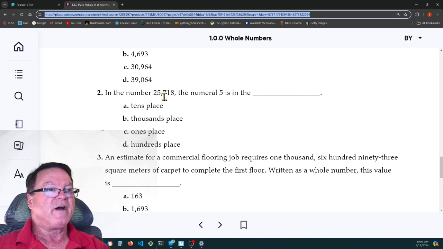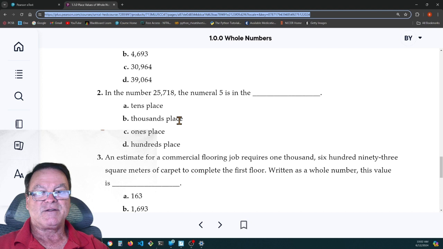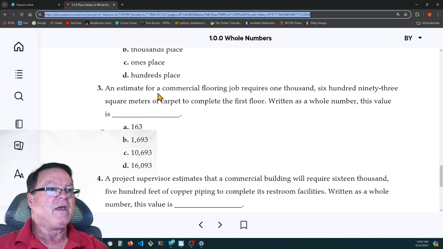In the number 25,718, the numeral 5 is in the thousands place. There's ones, tens, hundreds, thousands. The 5 is in the thousands place. An estimate for a commercial flooring job requires 1,693 square meters of carpet to complete the floor. Written as a whole number, this value is 1,693. B.